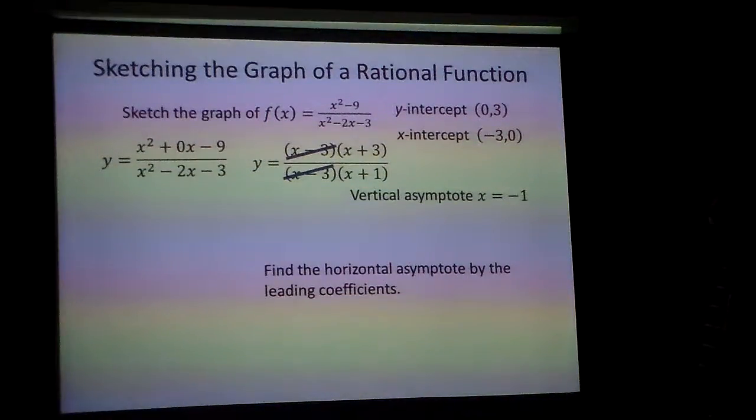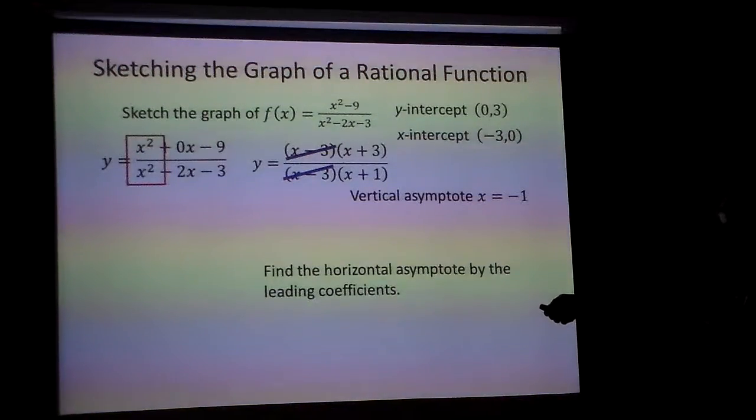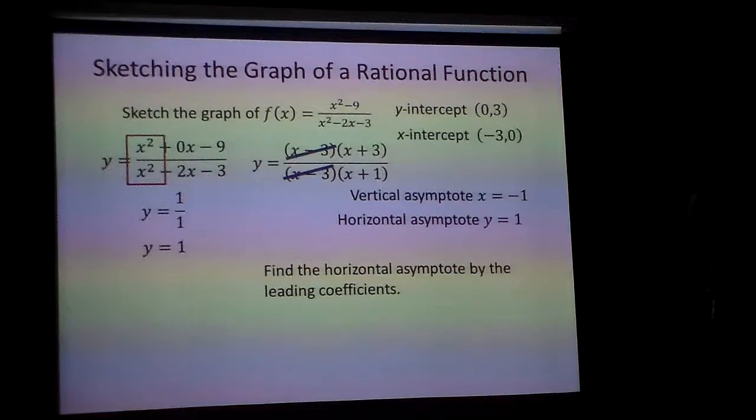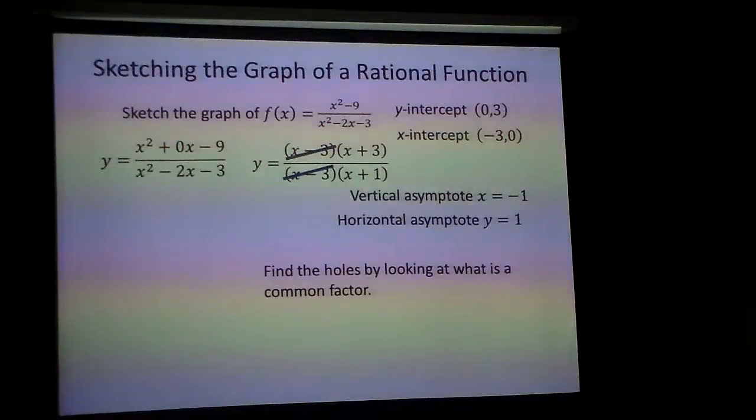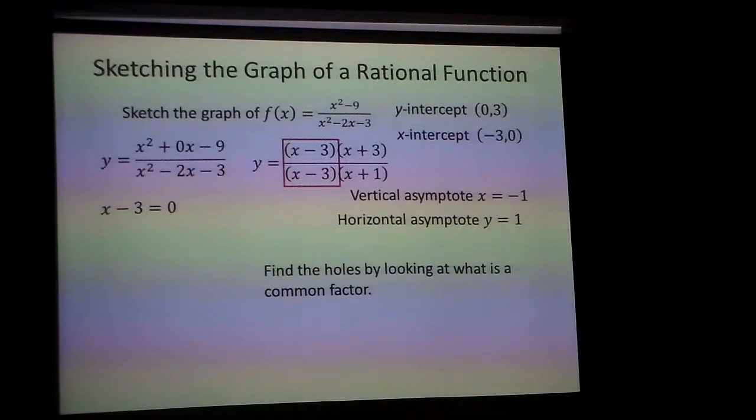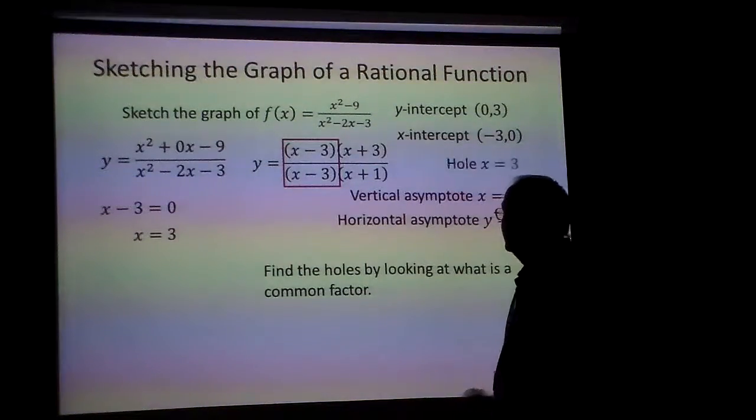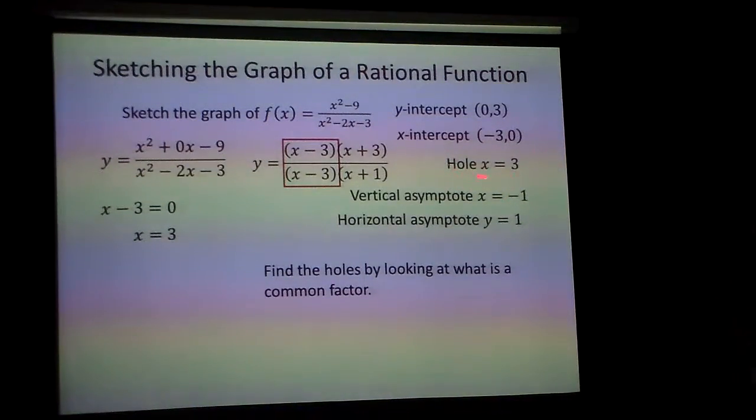And how do I find the horizontal asymptote? By the leading coefficient. In this case, they're both 1. So the horizontal asymptote occurs at y equals 1. So I need to look at the holes, though. I do need to find a hole. What is the common factor here? It was both x minus 3. So I'm going to look at that without those on there a second and set that equal to 0, because I need to find the hole. The hole occurs when x is 3. So at 3, I will have a hole.